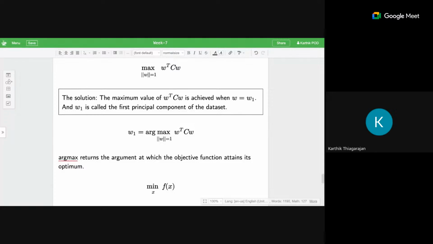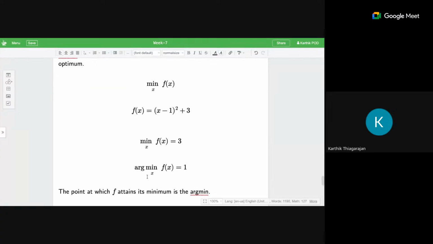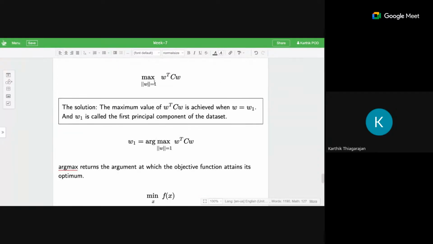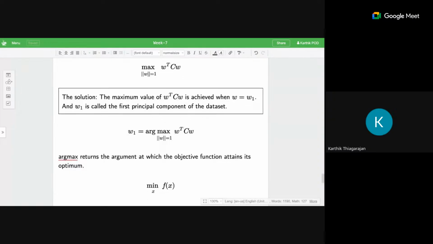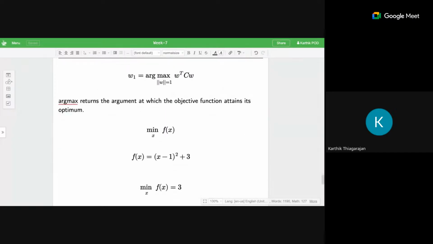Right. So that's the solution. If anyone wants the proof, let me know. I will add a note here as to why we arrive at W1 and how we arrive at W1. Okay. So that's not very hard. It's quite simple. We just use some concepts from linear algebra and we can show it. Okay. So that is so far.